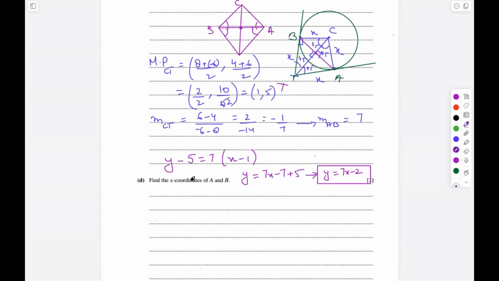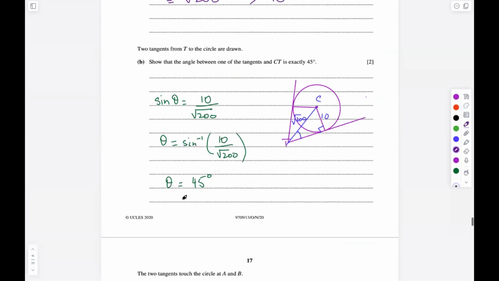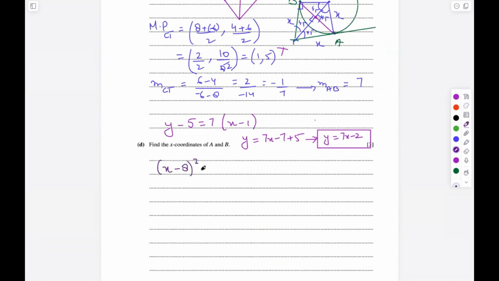In part D, it says find the coordinates of A and B. Now, as we already have the equation of AB, which is y equals 7x minus 2, and we have the equation of the circle, we can solve these equations simultaneously to find the x coordinates of A and B. The equation of the circle was (x minus 8) whole squared plus (y minus 4) whole squared equals 200. In place of y, we can substitute 7x minus 2. So this will become (x minus 8) whole squared plus (7x minus 2 minus 4) whole squared equals 200.